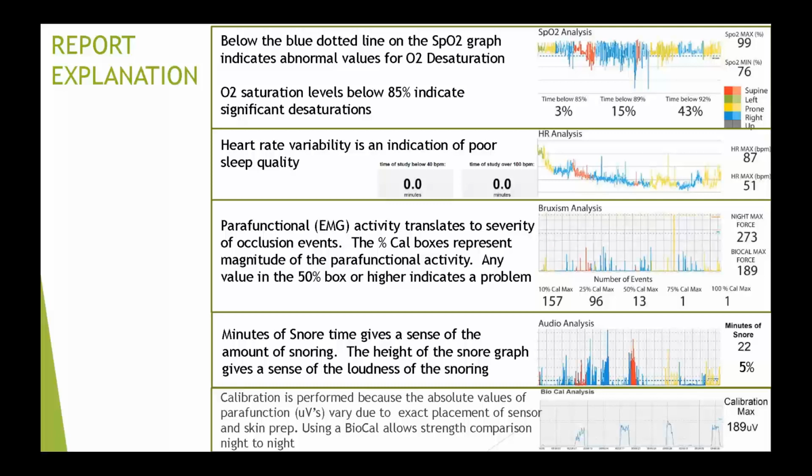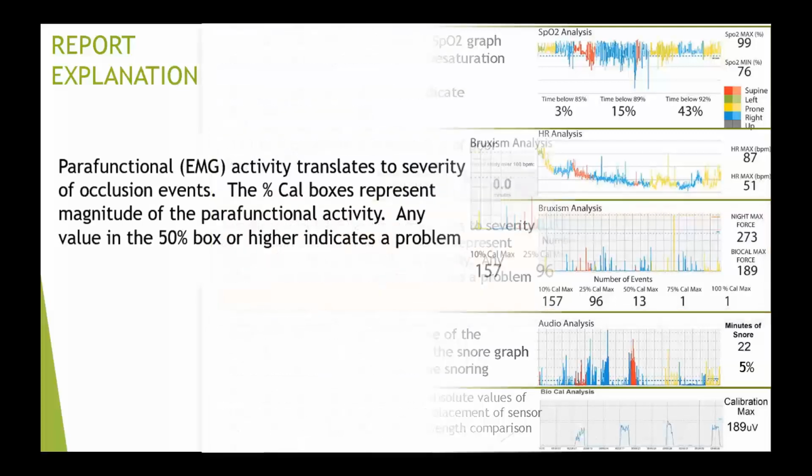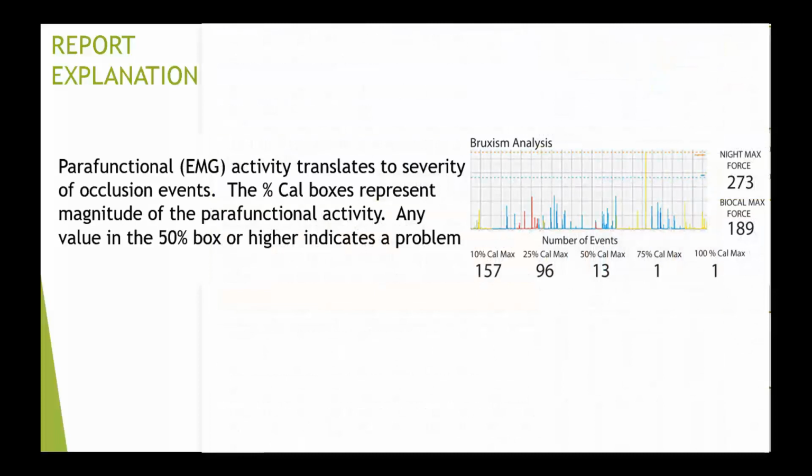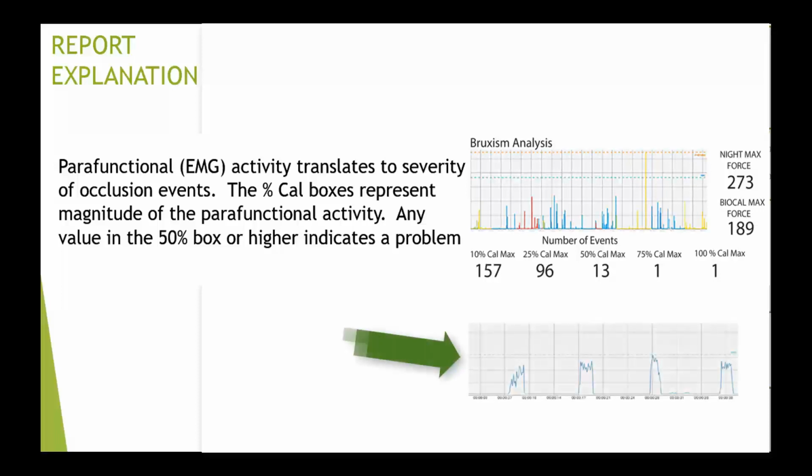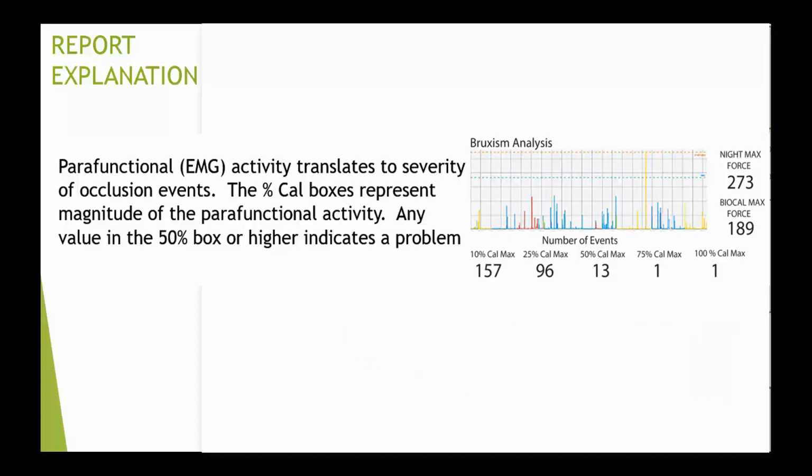Okay. The third graph, bruxism analysis. We measure bruxism on two vectors, magnitude and frequency. So we have the case where we did that bite force. Remember, we did that cal? In this case, when the person was asked to bite down as hard as they could when they were awake, the biocal max force was 189. And if you're wondering about the units of measure, that's microvolts. During the night max force in this case was 273. The patient is actually biting down harder when they're asleep than when they're awake. So the magnitude, we would say, is high.